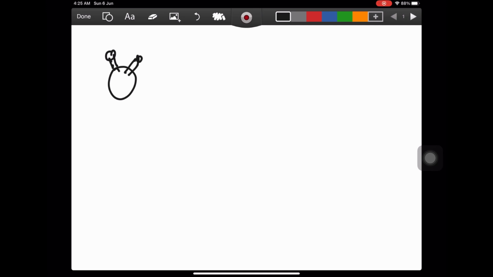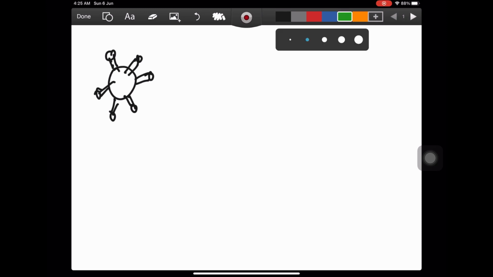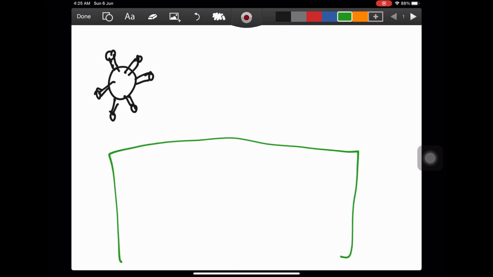So let's draw a picture of this COVID virus, which has just entered the respiratory tract and sees a host cell, an alveolar epithelial cell. What is the first thing it does? It needs to get attached.